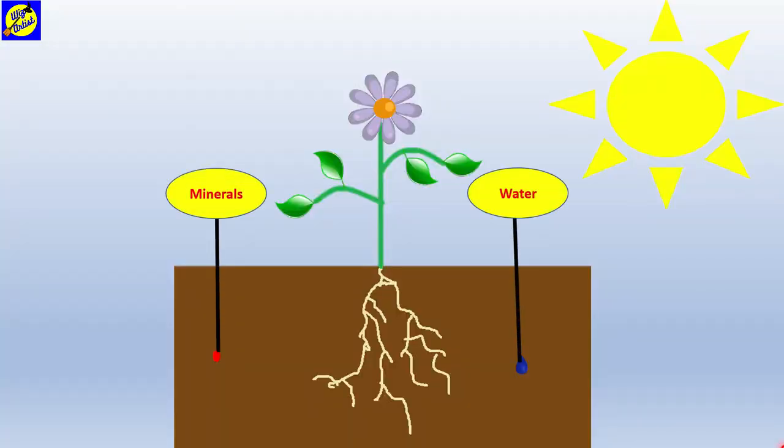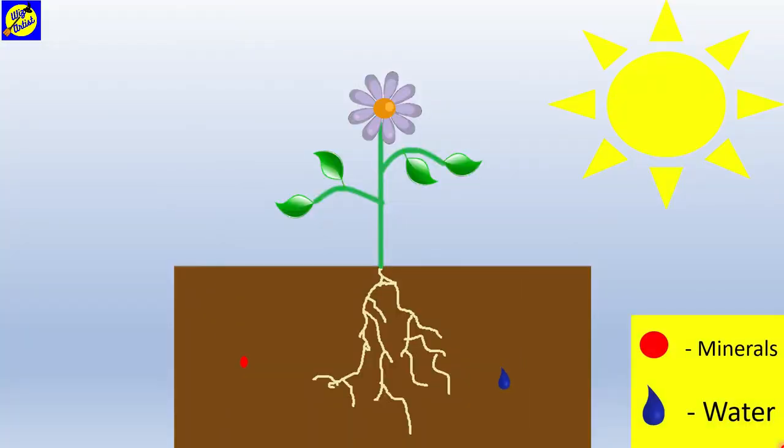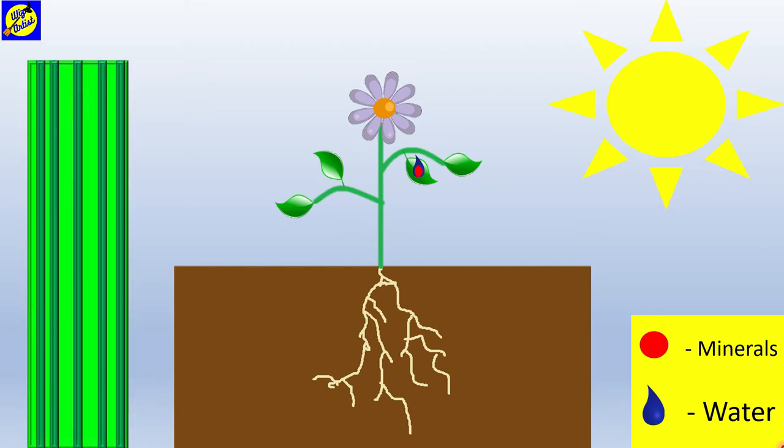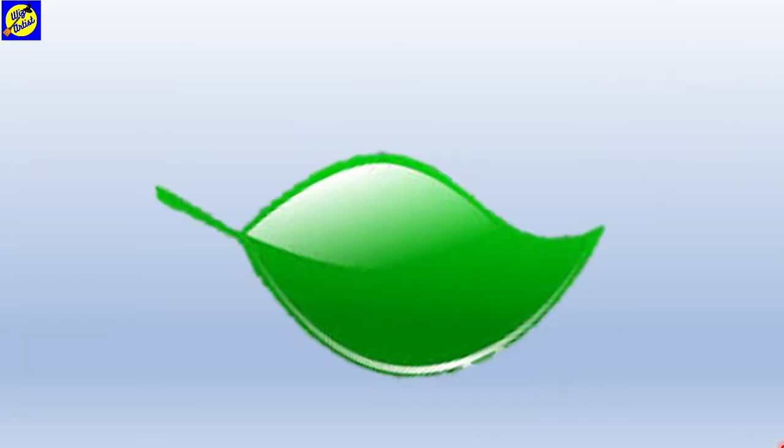Water and minerals present in the soil are absorbed by the roots and reach the leaves. How? They reach the leaves through a network that is present from the roots through the stem to the leaves, which are called vessels. Now, these vessels make a continuous path for minerals and water to reach the leaves from the roots through the stem. Now, how is carbon dioxide taken?